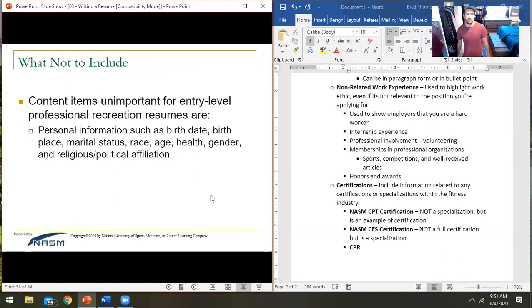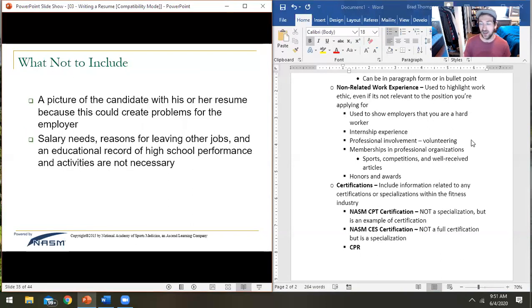Now, what not to include? Do not include things such as your birth date, your birthplace, your marital status, your age, race, gender, religious or political affiliations. Do not put that stuff on your resume. People are not supposed to consider any of that stuff when they are choosing whether or not to hire you, so it's not relevant at all. And it just shows that you don't necessarily know what to put on a resume, and that's not something we want to convey.